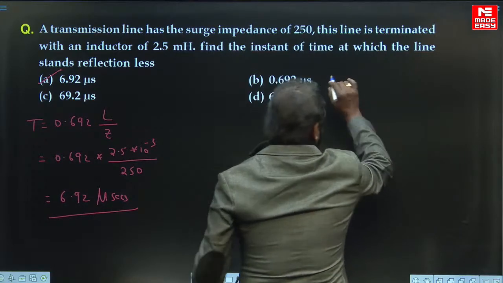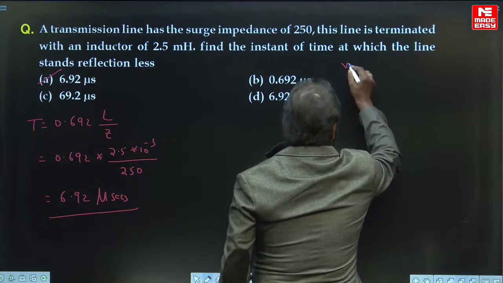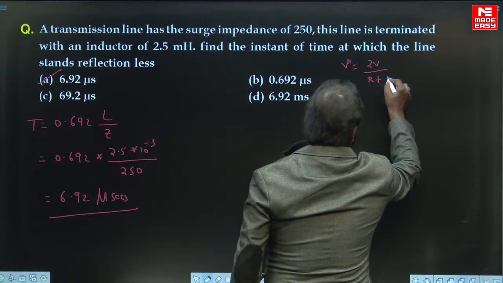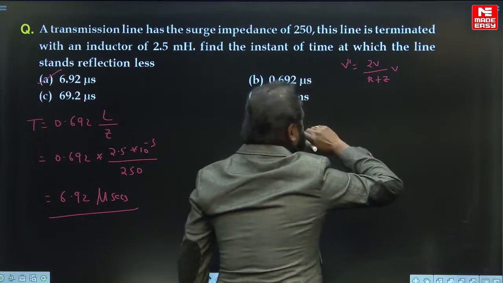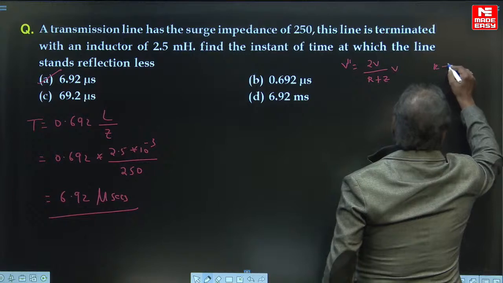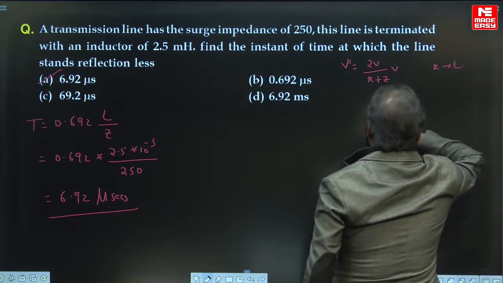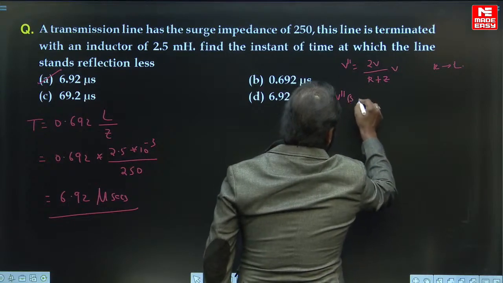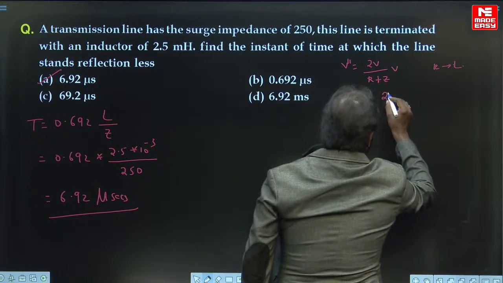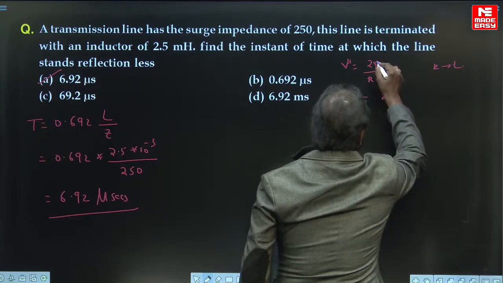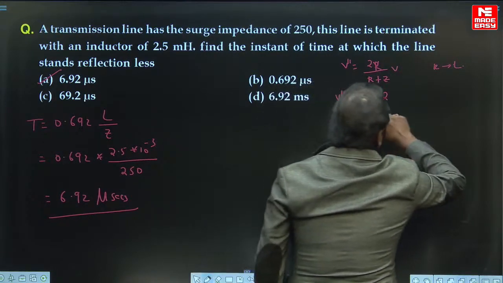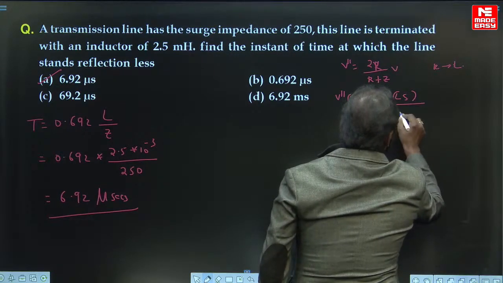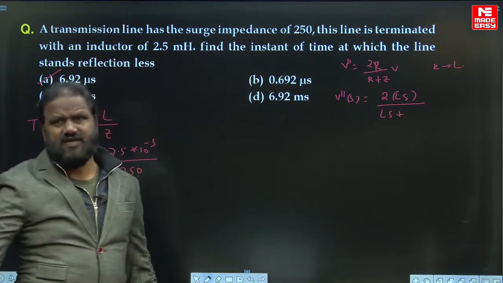Normally, if you take the termination with the resistor, you have the formula V double dash equals 2V by R plus Z into V. With an inductor, R is replaced by the inductor. If you convert into Laplace transform, V double dash of S equals 2 into R, where L means LS, you have to substitute, divided by LS plus Z, where Z is the surge impedance, the resistive characteristic.